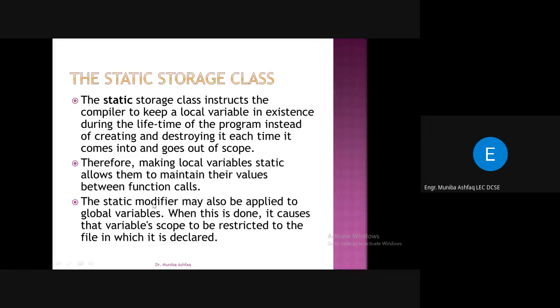The static modifier can also be applied to global variables. We can use the static variable with local variables as well as global variables. So static can be used with both global variables and local variables. When this is done, it causes the variable scope to be restricted to the file in which it is declared. Its lifetime is up to that program, right?